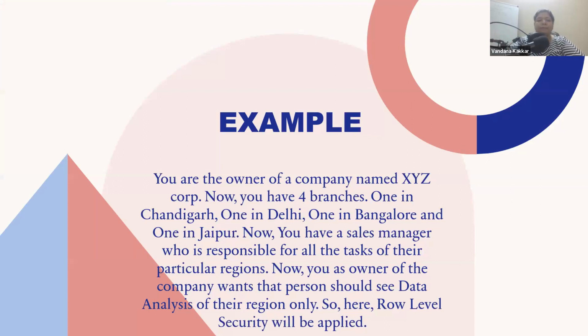For example, you are the owner of a company named XYZ Corporation, and you have 4 branches. One is in Chandigarh, one is in Delhi, one is in Bangalore, and one is in Jaipur. Now you have a sales manager who is responsible for all the tasks of their particular region. Now you, as the owner of the company, want that each person should see the data analysis of their region only. So here row level security will be applied. Clear?